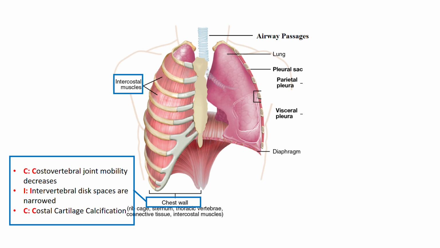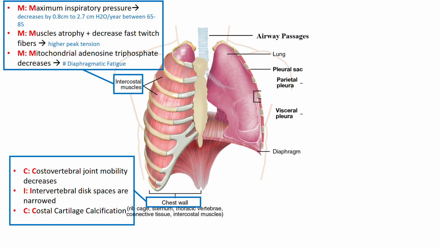What happens to the intercostal muscles? We can summarize it in 3M. First of all, the maximum respiratory pressure, which decreases by 0.8 to 2.7 centimeters of water per year between the ages of 65 to 85. The second M is for muscle atrophy, especially decreased fast-twitch fibers, which result in higher peak tension. Finally, mitochondrial adenosine triphosphate decrease, which is complicated with diaphragmatic fatigue.